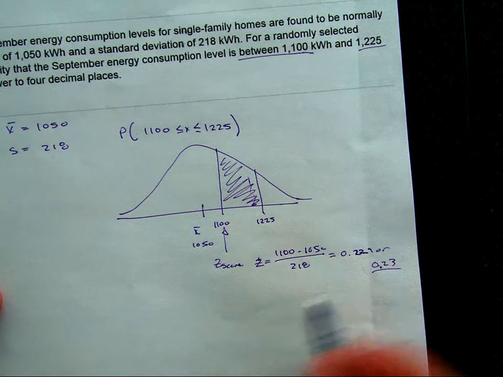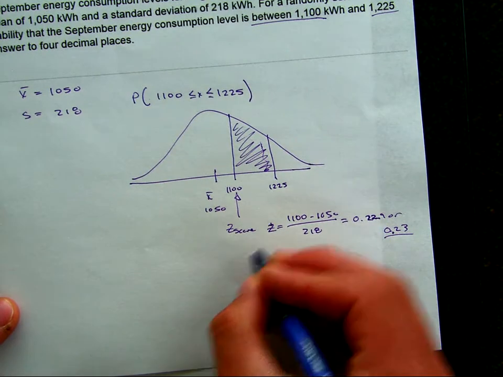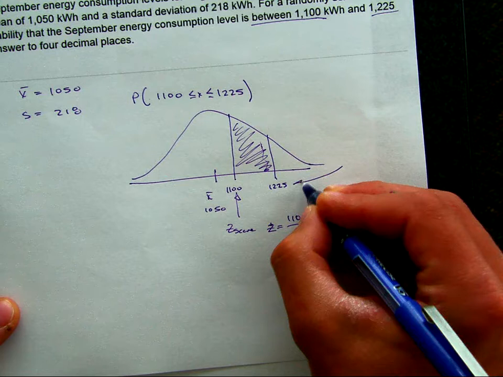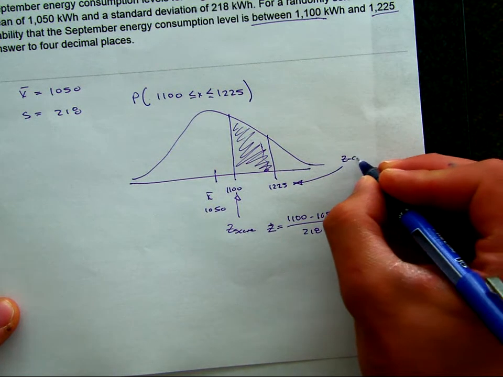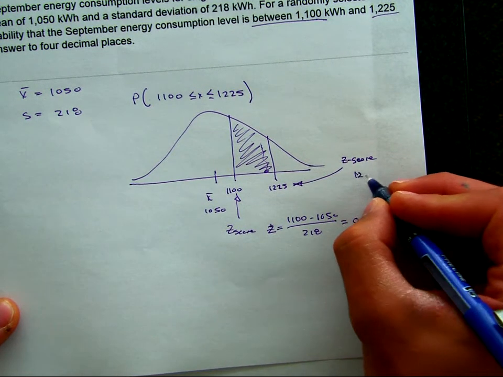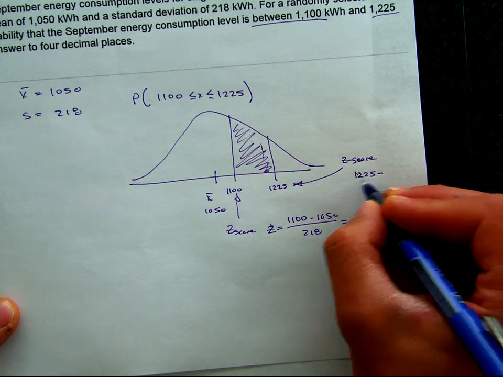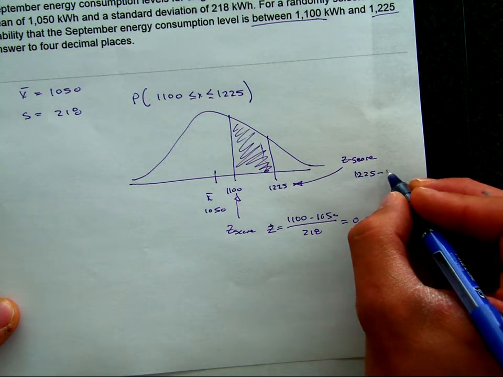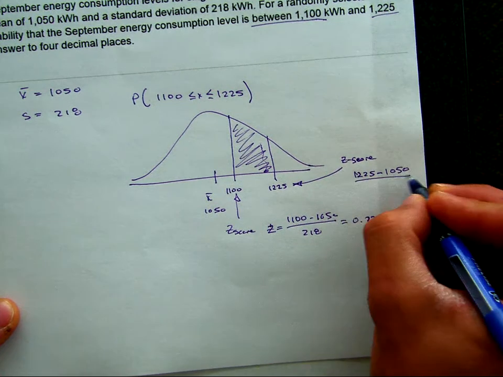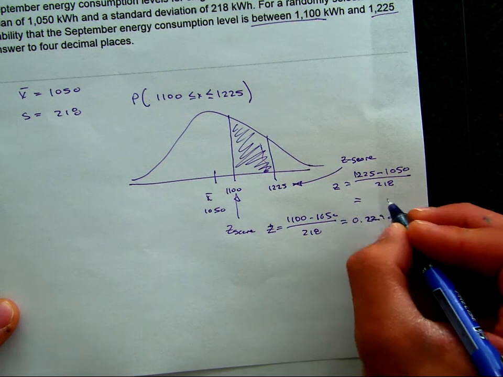Now the next z-score we need is this one right here. The z-score corresponding to that is 1,225 minus the sample mean, 1,050, over the sample standard deviation. And that's going to give you your z-score, which is 0.802. Again, we'll just use these 2 numbers.